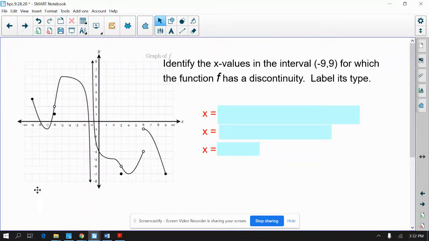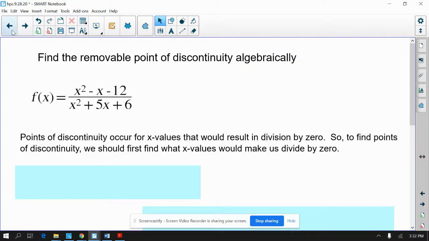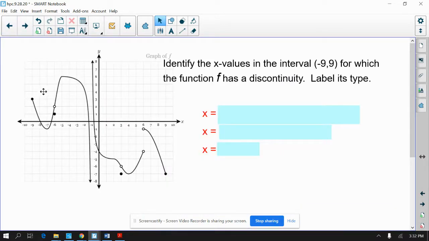Okay, now here's what you'll have to do. One, you'll be given a graph, and you have to tell me the points of discontinuity and what type, and then you'll have to do it algebraically. Algebraically is, of course, more difficult. So here we have yet a new graph, and scanning from left to right, I see a point of discontinuity at -6. There's one here at -1, another one here at 3, and another one here at 6. So that's 1, 2, 3, 4 points of discontinuity.